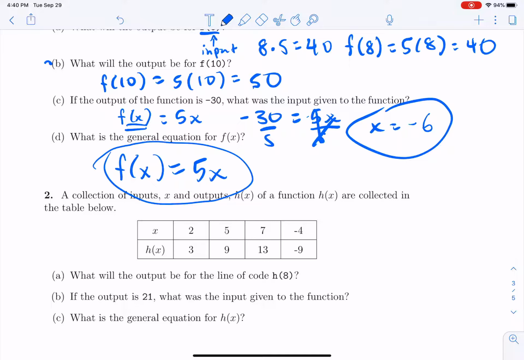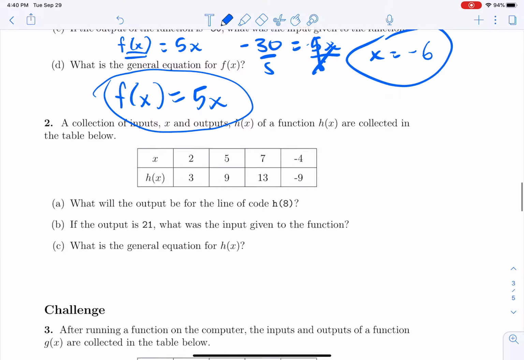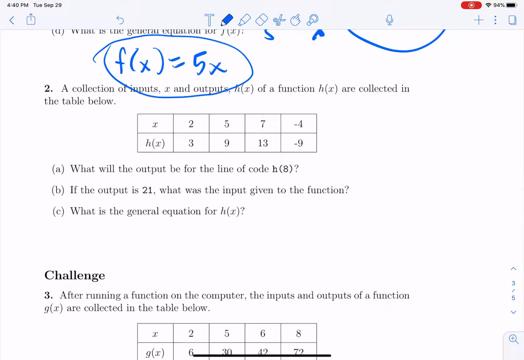When I first look at this, I'm thinking, okay, 2 plus 1 is 3. That works. But 5 plus 1 doesn't give me 9. 7 plus 1 doesn't give me 13. So there has to be something else going on here.